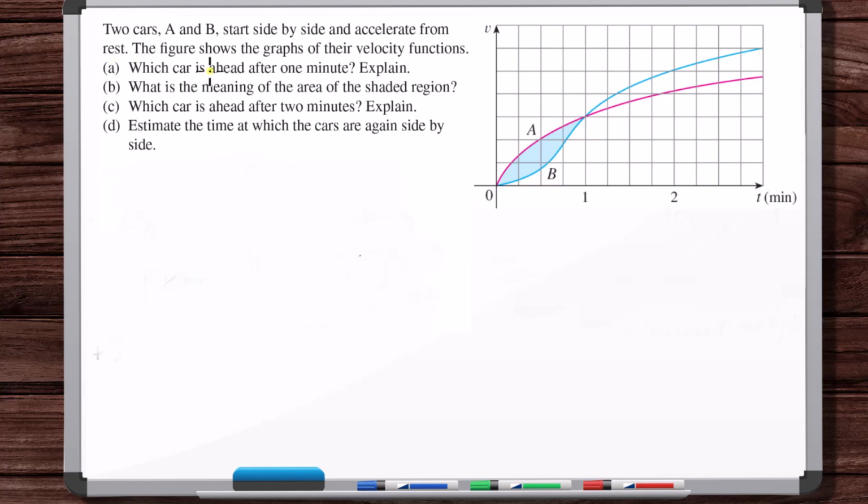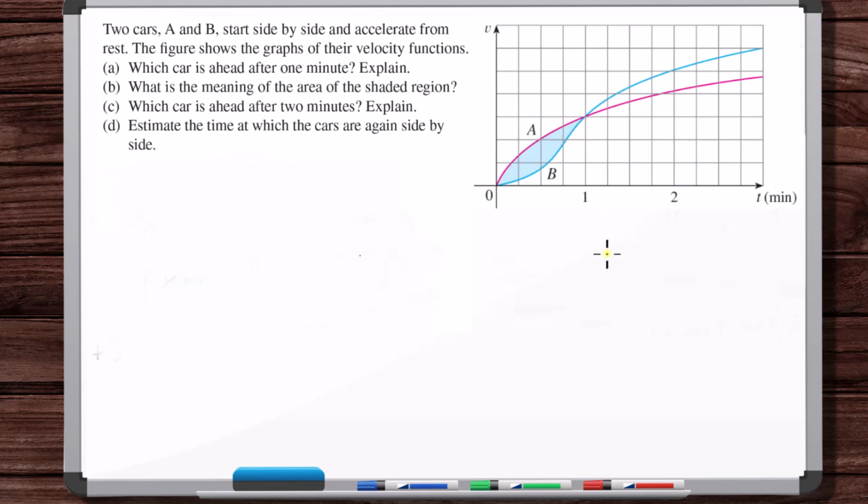All right, it says two cars, A and B, start side by side and accelerate from rest. The figure shows the graphs of their velocity functions. So we've got car A and car B, and each car has a velocity versus time graph. The cars start with velocity 0. They start from rest at time t equal to 0. And then for any time greater than 0, you can see each car's velocity.